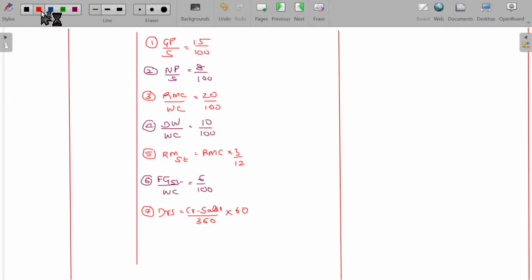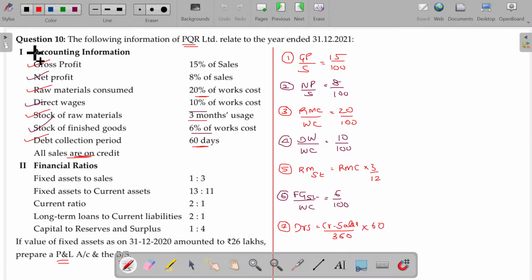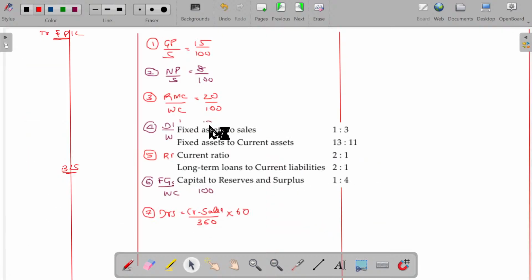So we have to prepare the trading and P&L account and then the balance sheet. Apart from that, we have been given financial ratios. These 5 more ratios are also available.